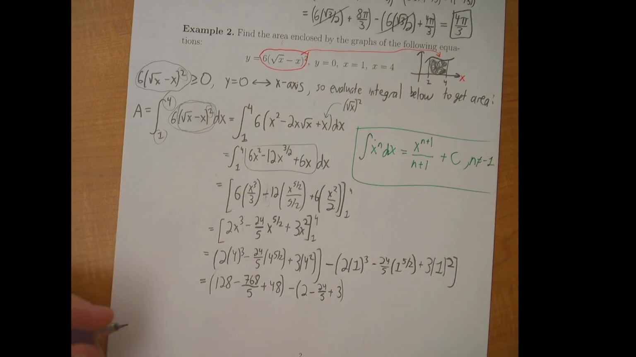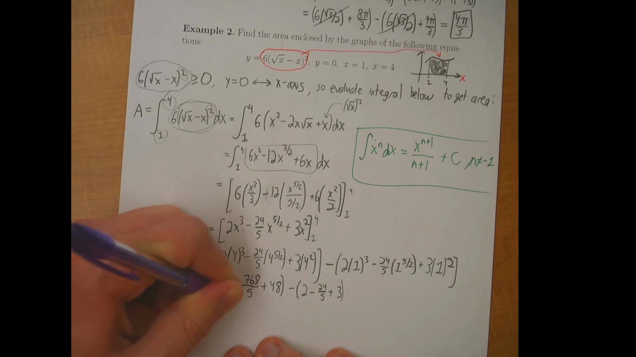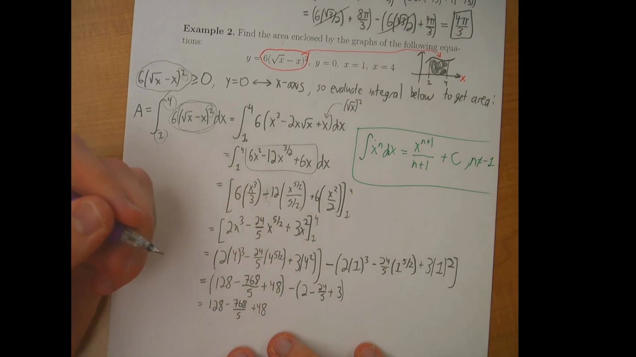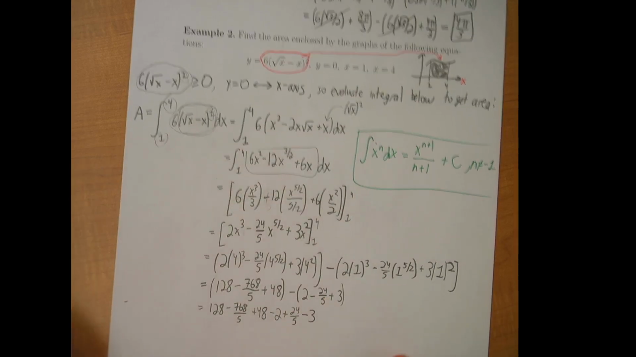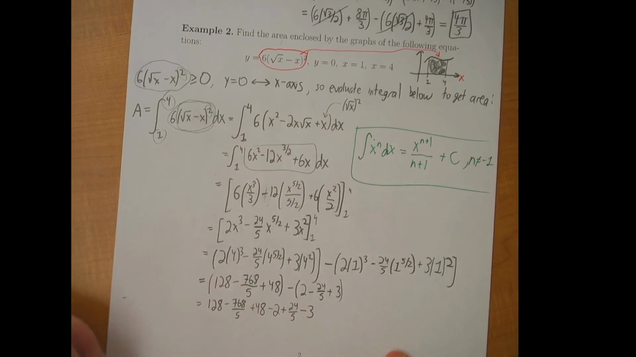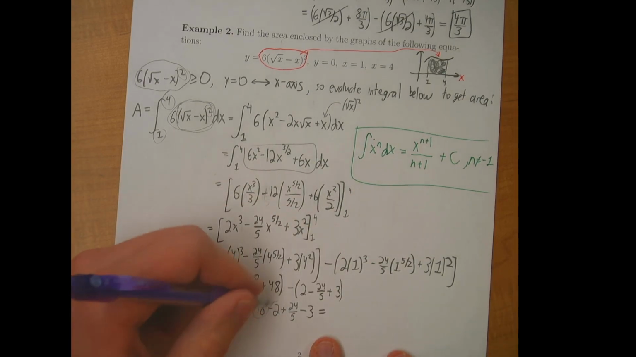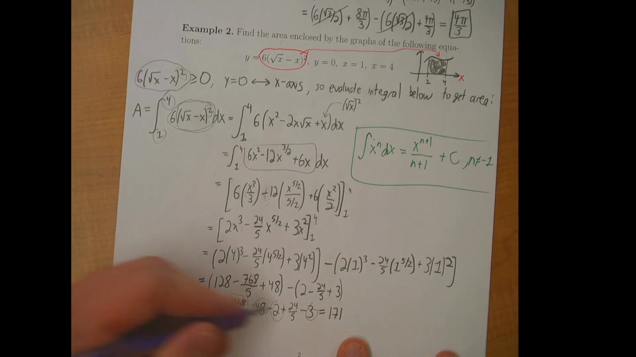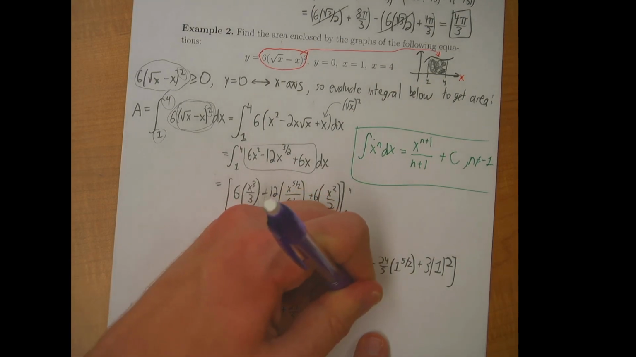All right. So now what we end up with is, we have 128 minus 768 over 5, plus 48, then minus 2 plus 24 over 5, minus 3. So then now we just combine everything, clean everything up. If we add all these whole numbers together, add, subtract as necessary, we end up with 171. And then adding the terms with the over 5 factor, we have minus 744 over 5.